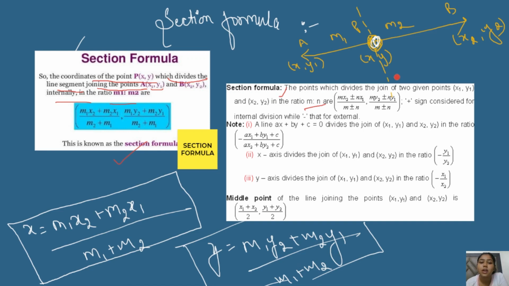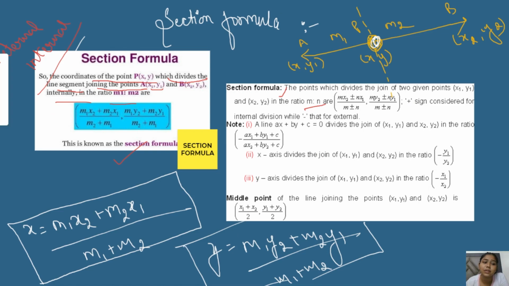So basically there are two types of section formula. You don't have to worry about that. Just listen to what these two types are. This is external and internal. The division can be external and the division can be internal. So if it is internal, then always the formula will be like this, the general formula.